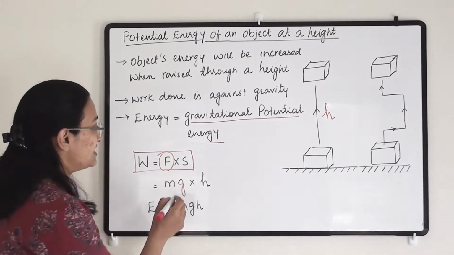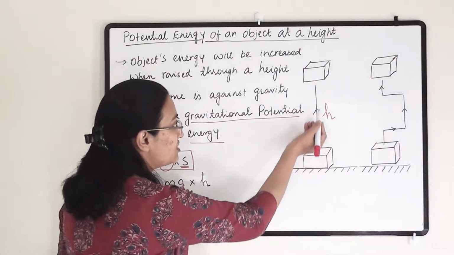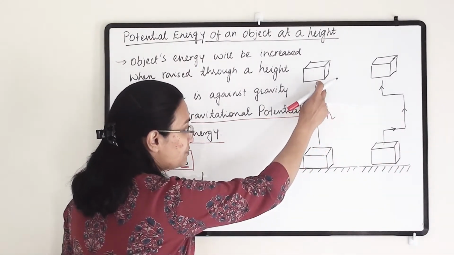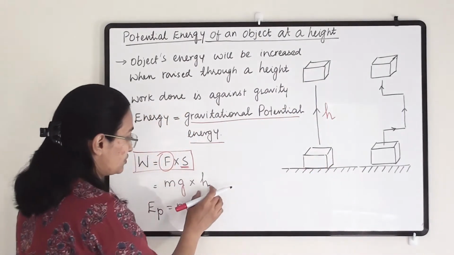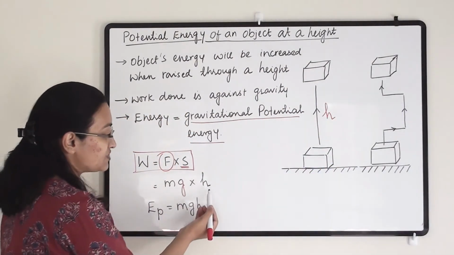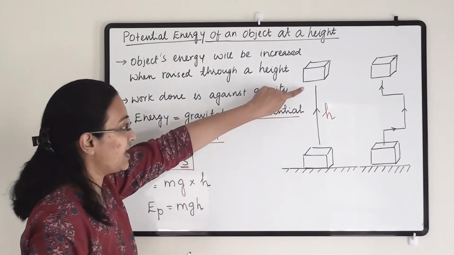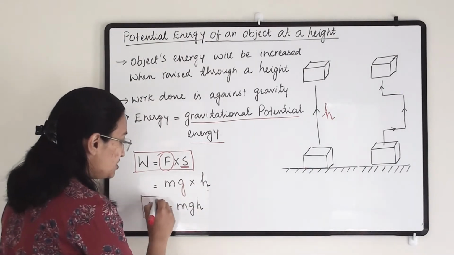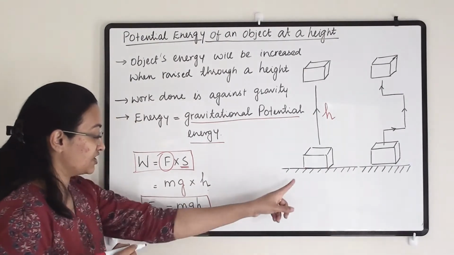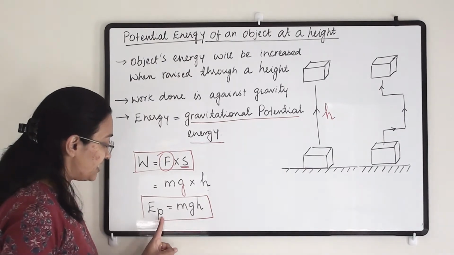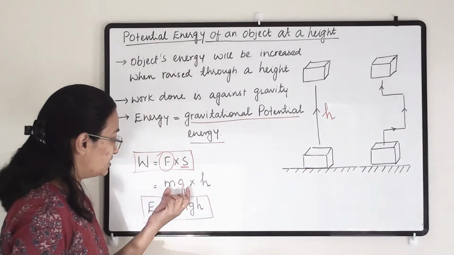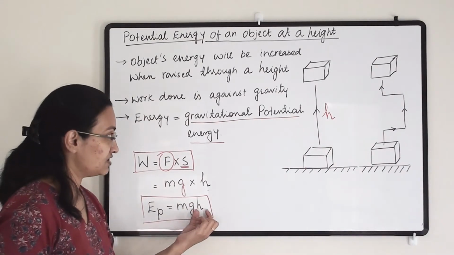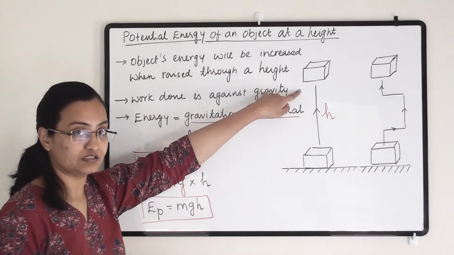Now S is our displacement, that is, for a certain height we have raised this object. So this much distance has been covered through this path by this object. So we have replaced S with h, because we have raised this object to a certain height. So we have written here h. Now the energy equation for this object is potential energy equals mgh. This mg is the representation of force, and h is the height to which we have raised this object.